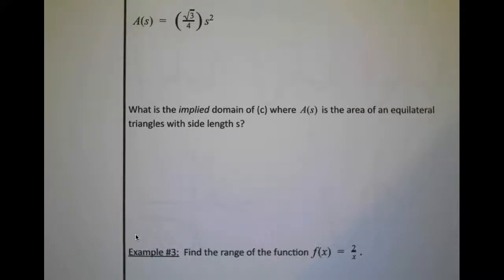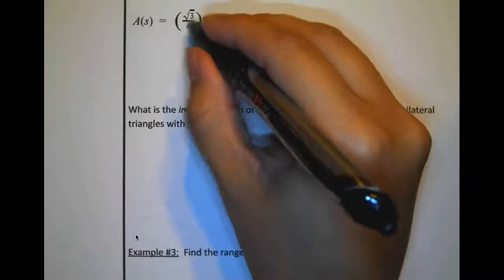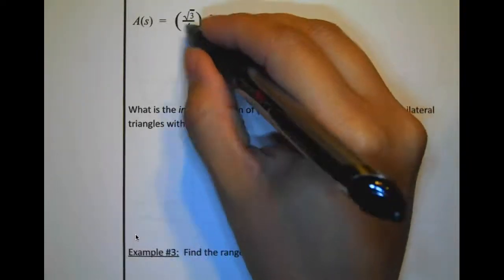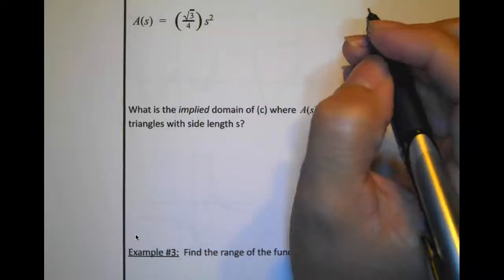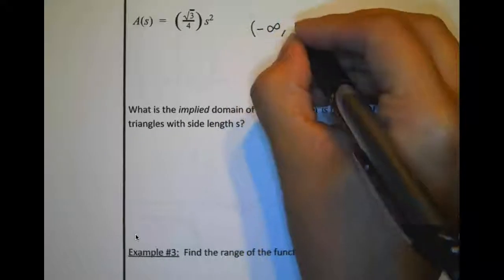Okay, so here I have s squared. There's no variable in the square root, and there's no variable in the denominator. So technically, it's all real numbers. I can plug in anything for s.